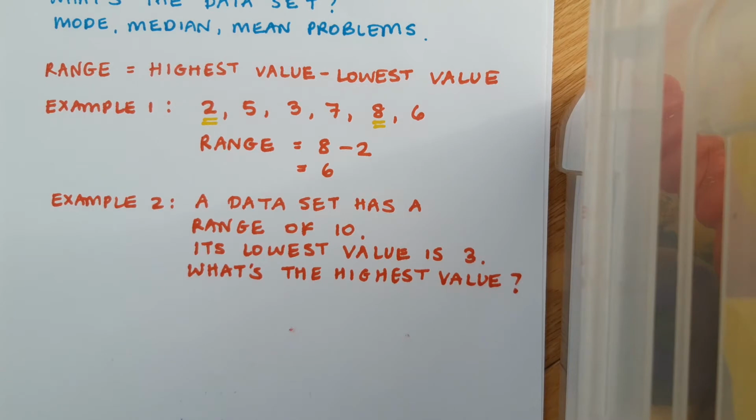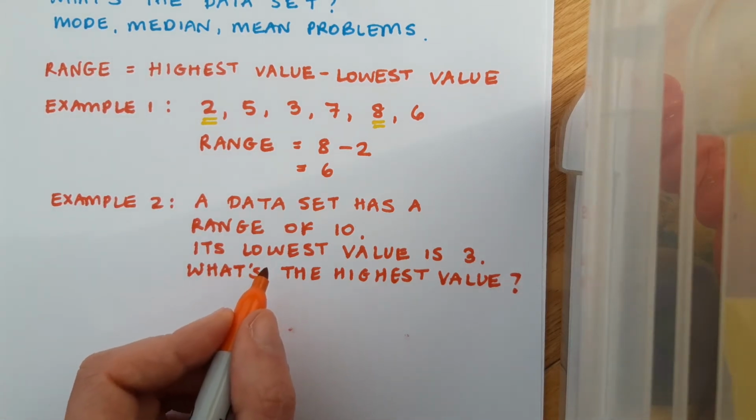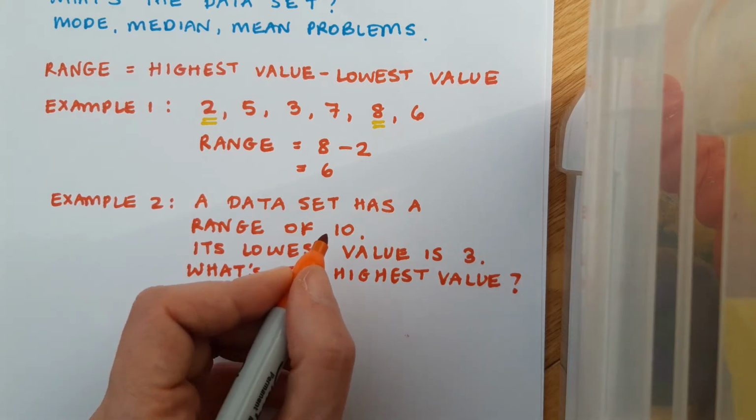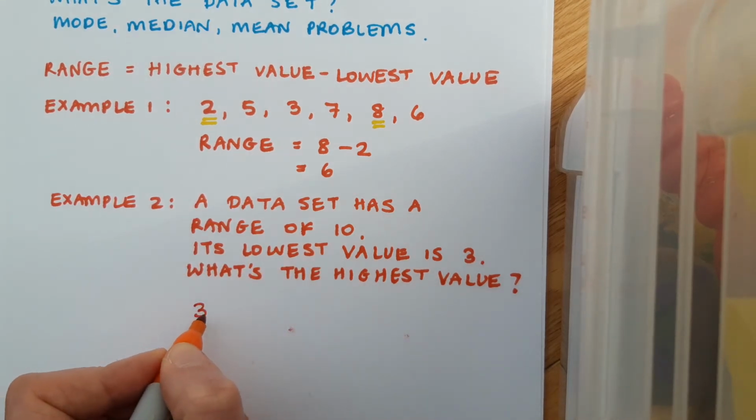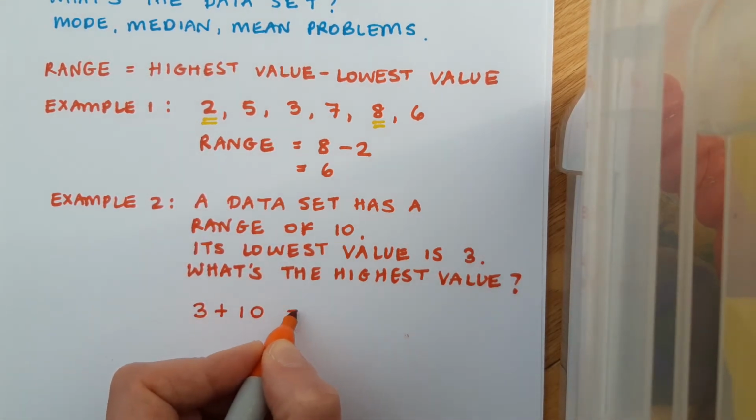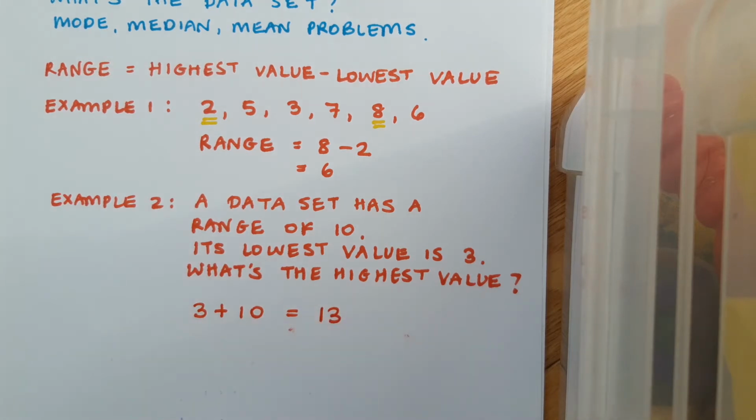Here's a second example. The data set has a range of 10, its lowest value is 3. What's the highest value? This is easily calculated. If you know the lowest value and you want to find the highest value and you know what the range is, simply take the lowest value, add the range on, and that will give you the highest value. In this case, that's 13.